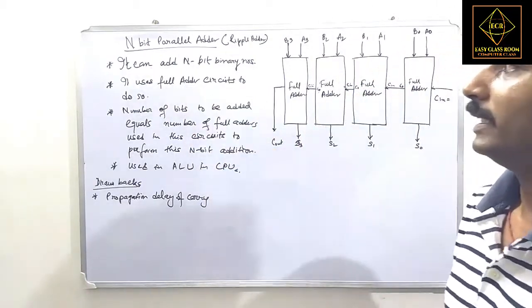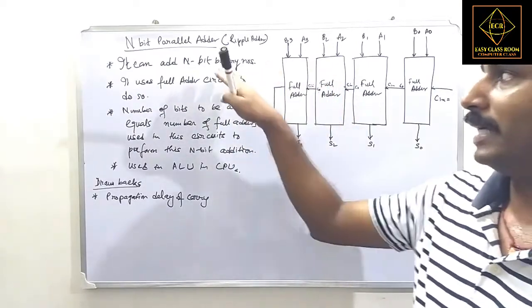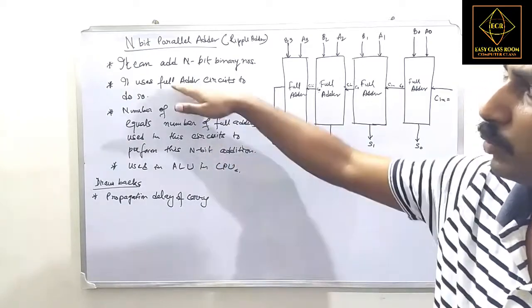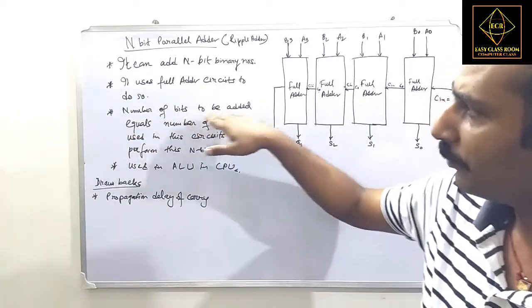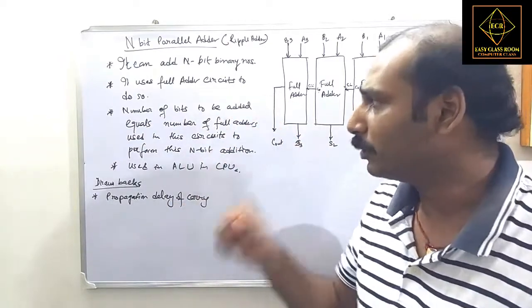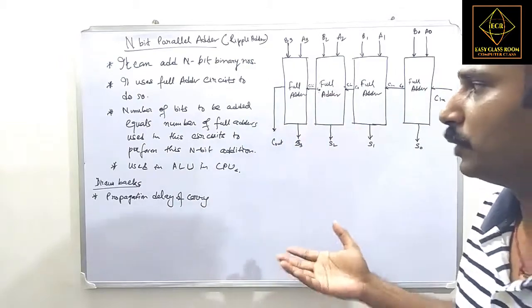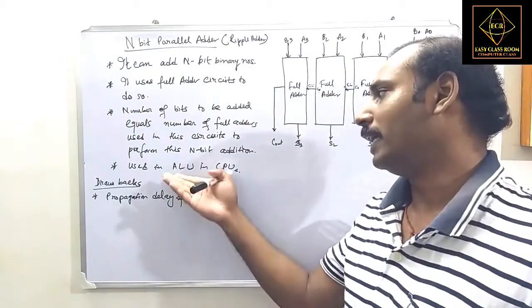So it can add n-bit numbers. The name says it can add n-bit binary numbers. It uses the full adder circuit, that is the most important thing. The number of bits that are going to be added is equal to the number of full adder circuits incorporated in this system. And where is it used? In ALU systems.